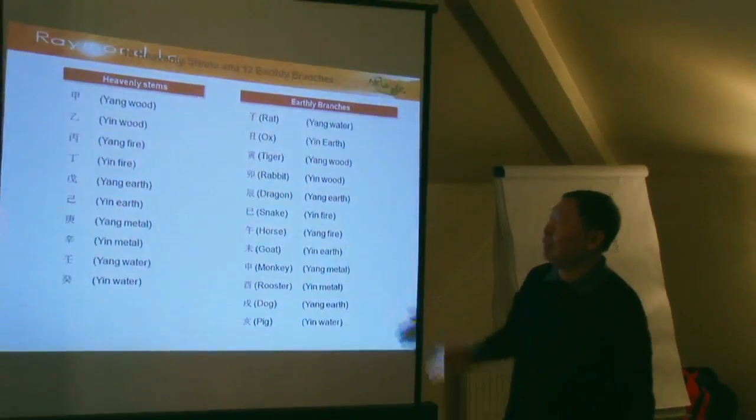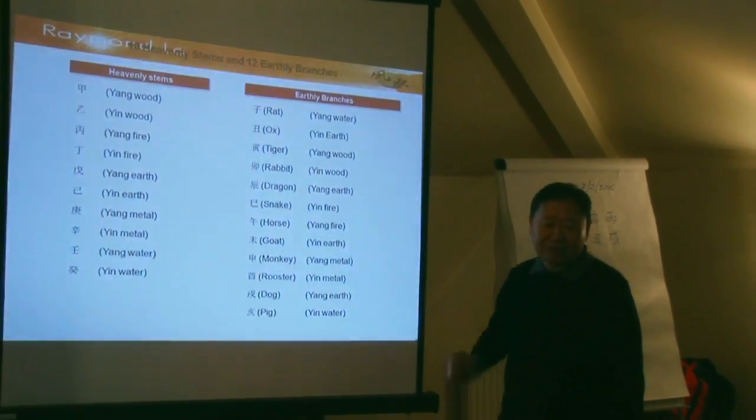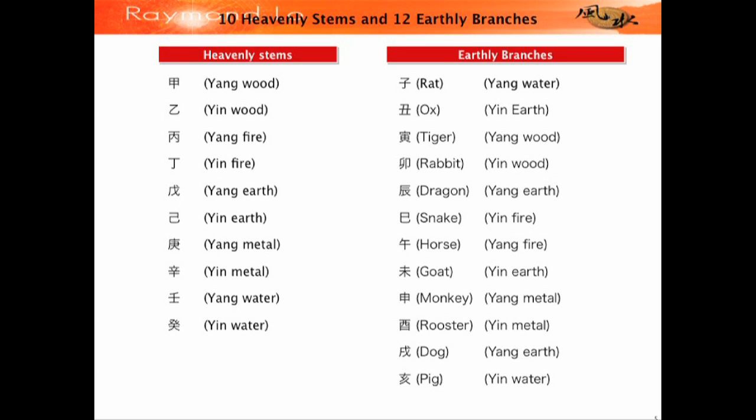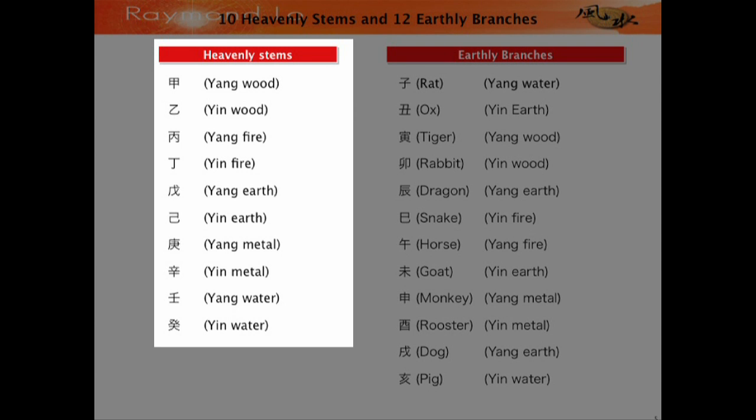The Chinese calendar is made up of these two sets of elements. So we have heavenly stem. Heavenly stem means the element about the influence from beyond the earth.